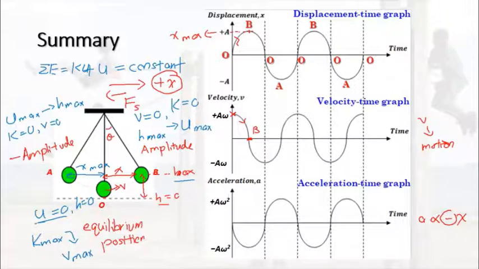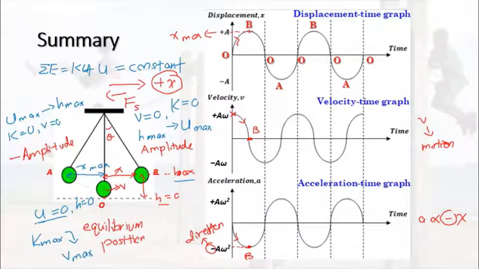Therefore, when you sketch the graph, when it gets further away from O, when it moves towards B, the magnitude increases, but it increases in the negative direction. Why? Because this negative represents direction. It has nothing to do with the magnitude. Magnitude is increasing, but the direction is opposite to x. x is on the positive side, therefore you have negative a. So when you reach the maximum point, of course it will have a maximum restoring force, therefore you will also have a maximum acceleration amplitude at point B.